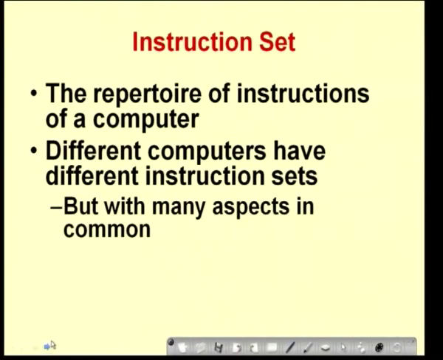So, to look at what is an instruction set, a review of instruction set as such. Instruction set is basically the repertoire of instructions of a computer. So, different computers could have different instruction sets, but with many aspects in common. That is, if you look at the instruction sets of different computers, different architectures, you will find that the instruction sets may differ, but there are many common aspects. So, what we are now looking at is understanding those common aspects, so that when you look at any particular architecture, you can understand the differences that exist and so on. Okay. So, we will just continue with understanding of the instruction set.